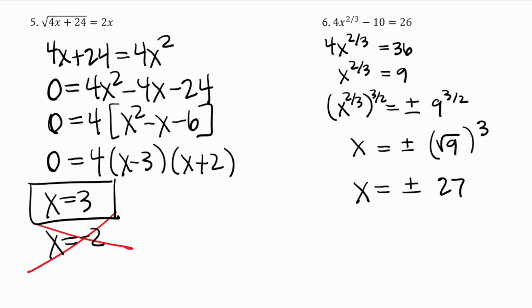And let me look at this and just make sure that's true. Yeah, because 27 to the 2/3 is going to be 9. But if I took the cube root of negative 27, I'd get negative 3. And if I squared negative 3, I'd still get 9. So 36 minus 10 is equal to 26. Either way, these are both solutions.